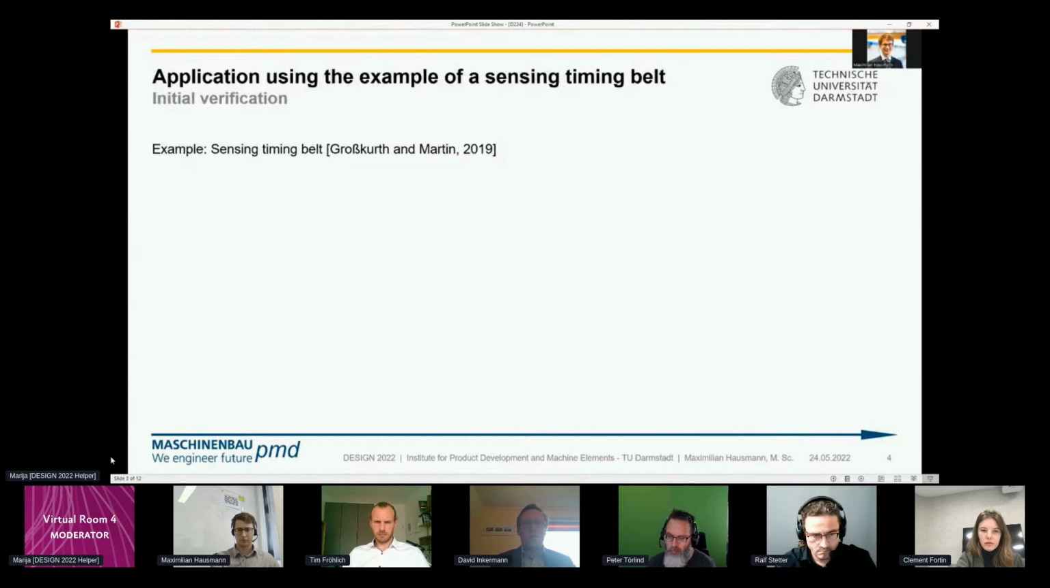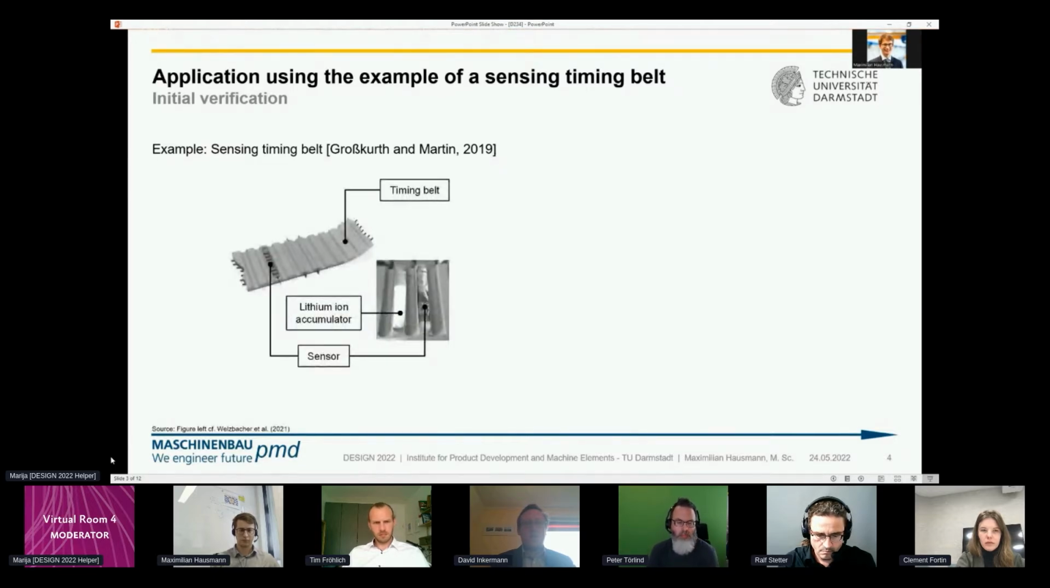In order to verify whether the requirements for the procedure model are met, an initial verification of the model was carried out using an example described in literature. The condition monitoring of a timing belt, which is to be carried out via the measurement of the span-specific belt force as a quantity of interest, serves as an example. The figure shows the timing belt in which the sensor node and the associated power supply and communication unit are integrated into a hollow tooth.